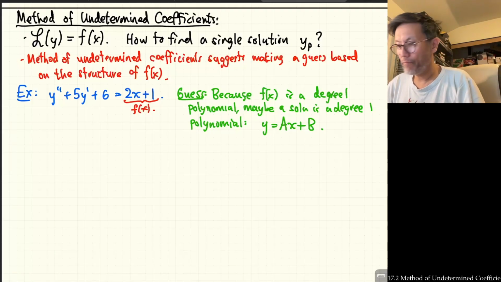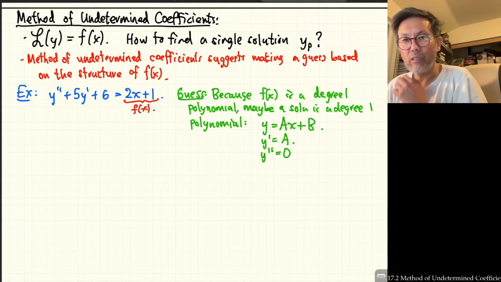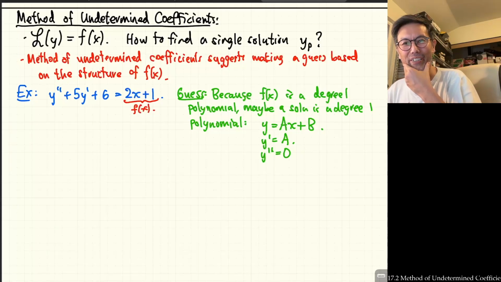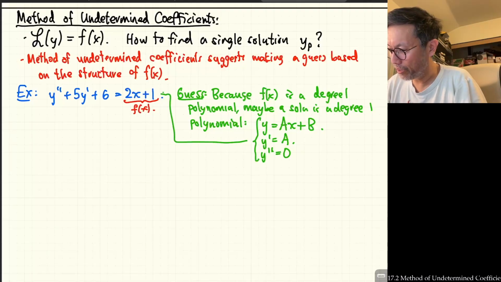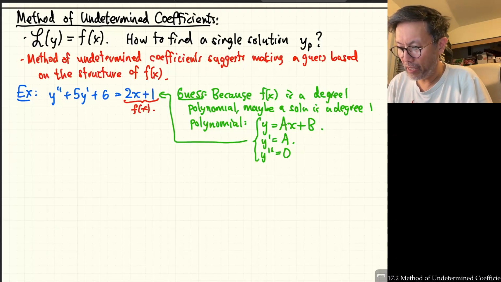What's y prime? Well, this is not hard. y prime is a. And what's y double prime? y double prime is 0. So now we can plug all of that data into the left-hand side of our differential equation. We're going to take all this data right here, and we're going to plug it into our differential equation. Now we calculate. Maybe I'll do this in purple.